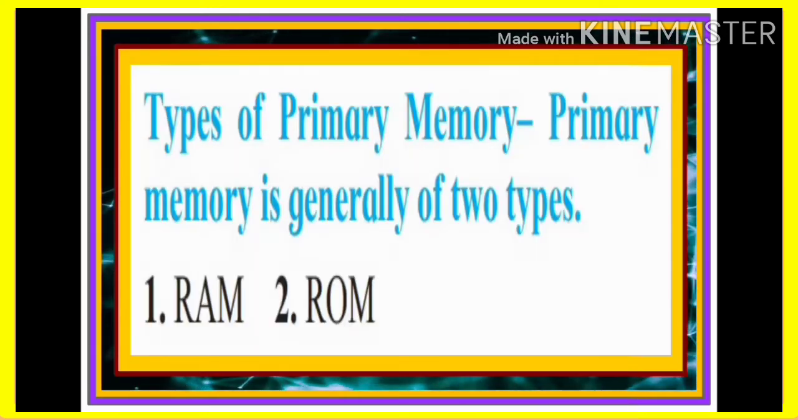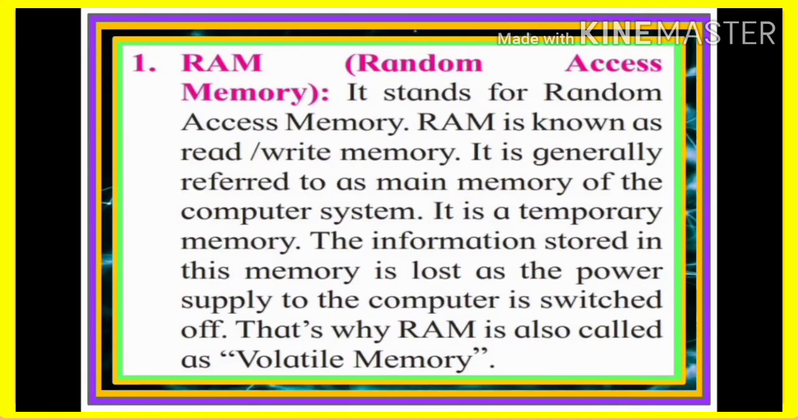Types of primary memory. Primary memory is generally of two types. First RAM and second ROM. Let's see the first type, RAM, that is random access memory.